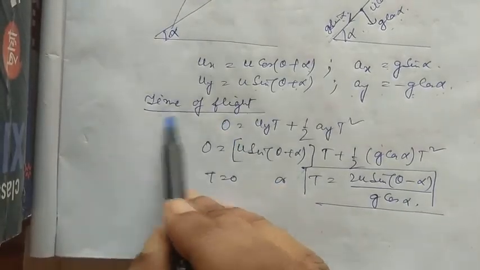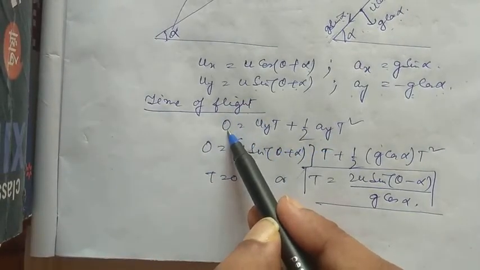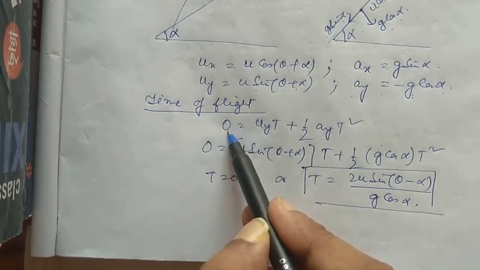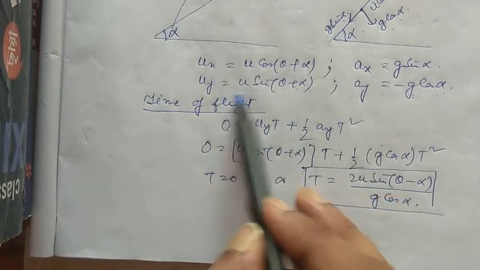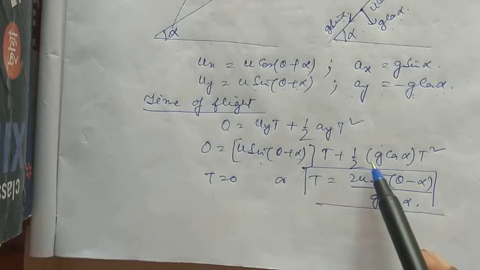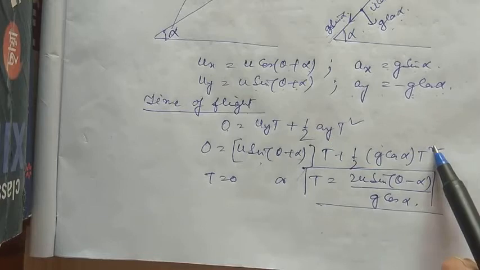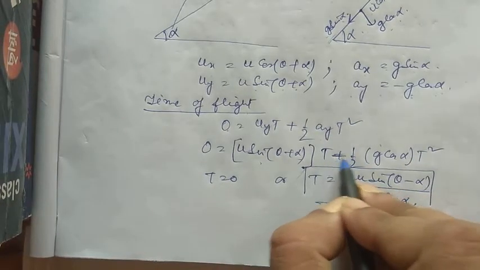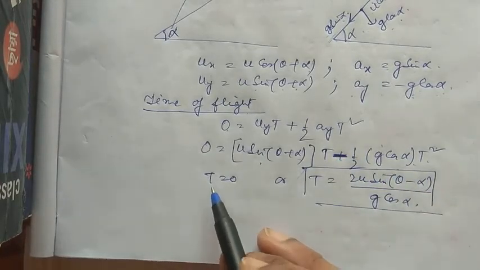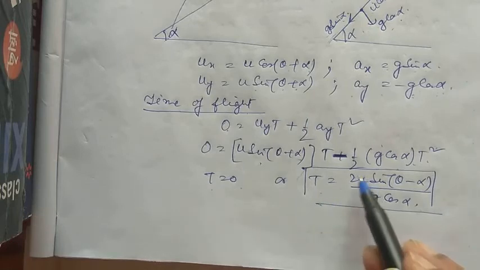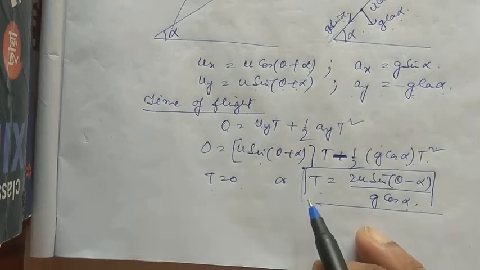Now we calculate the time of flight. Similarly in this case also we replace the value of the displacement as 0. Equation u_y t plus half a_y t square, replacing the value of u sin(theta plus alpha) here, a_y as minus g cos alpha, into t square. So minus half g cos alpha into t square. So we get two values of t. One is t equal to 0 and the other is t equal to 2u sin(theta plus alpha) by g cos alpha. So this is the value of the time of flight.